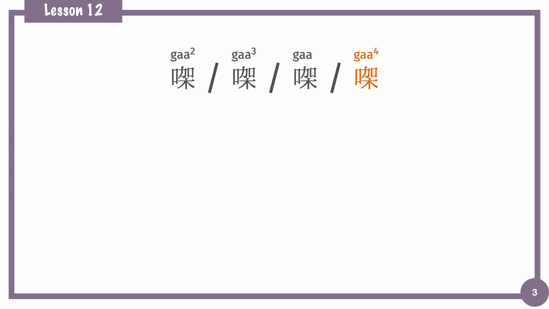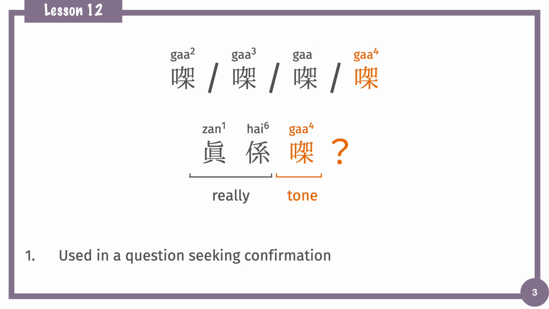Last, we have the fourth tone, 㗎. 㗎 is often used in a question to seek confirmation, like someone tells you information and then you want to confirm it again, or you have some preference or thought and you want to confirm if your thought is correct, such as 真係㗎. 真 means real, and 真係㗎 means really?